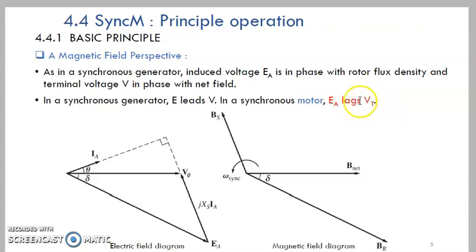We put in terminal voltage, and we generate EA. For the synchronous generator, we turn the shaft and we generate EA, the internal generated voltage. But in a motor, we put in terminal voltage and we produce EA. That's why it lags. You can see this from the graph here.